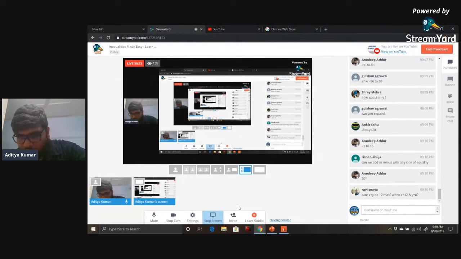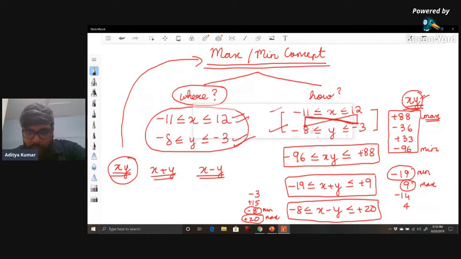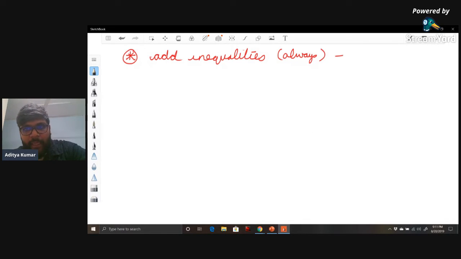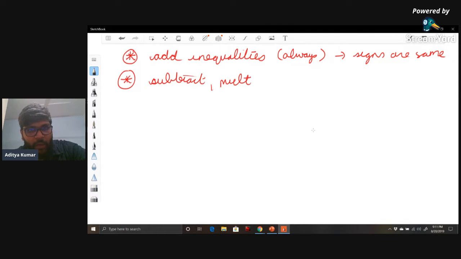Can you add or minus with any sign? Okay, so good question on that. See, one thing you need to understand, and this is a rule, you can always add inequalities. No problems. You can always add inequalities as long as the inequality signs are the same. You cannot subtract, multiply, or divide always. It's not possible. There will be certain cases where things are not going to hold.